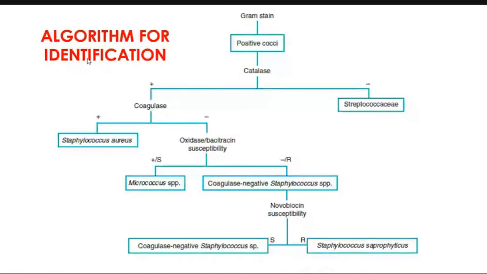Catalyst negative would be your Streptococcus. Okay? So that PYR positive, it would be your Staphylococcus aureus. If negative, now you'll have to do your oxidase and bacitracin susceptibility. Positive or susceptible, you have your Micrococcus species. Negative or resistant, you have there now your coagulase negative Staphylococcus species. And we're talking of the Staphylococcus species, you proceed with the novobiocin susceptibility.